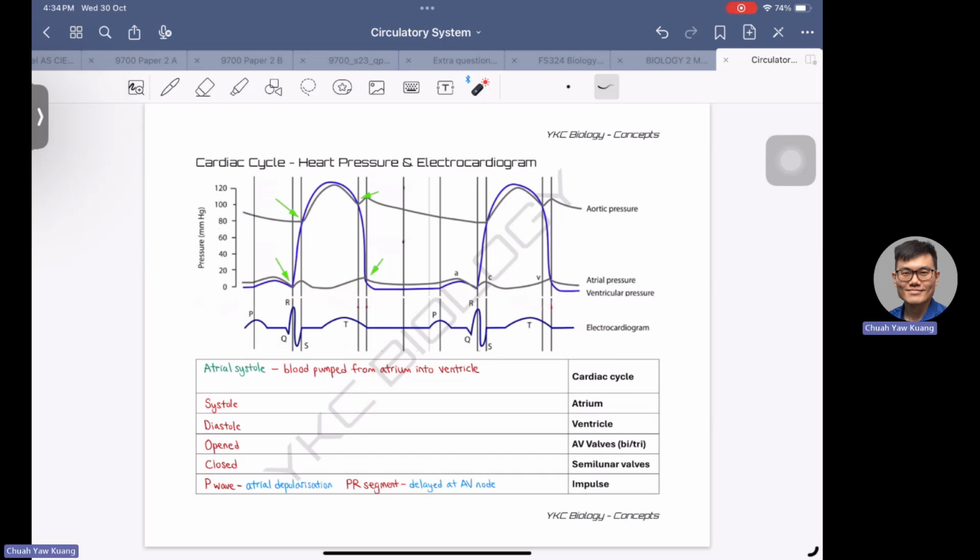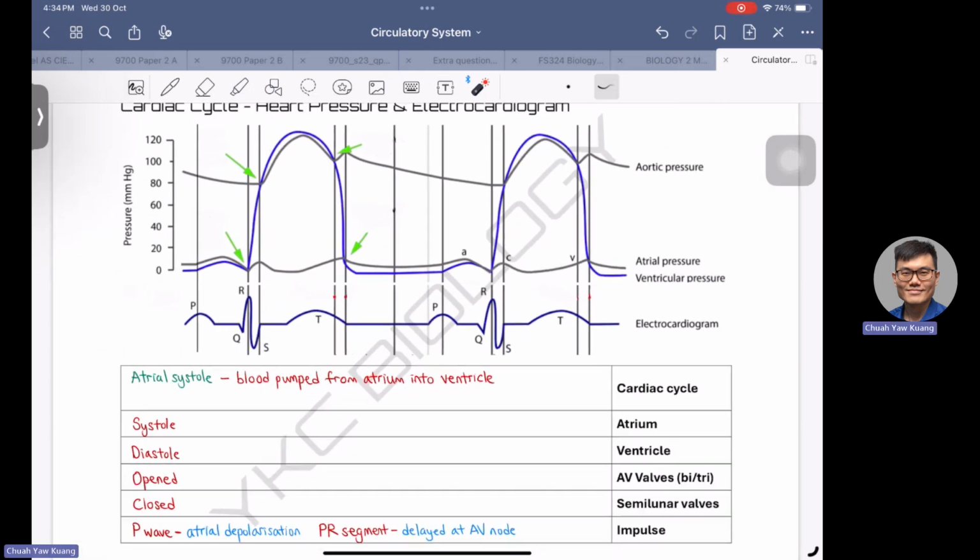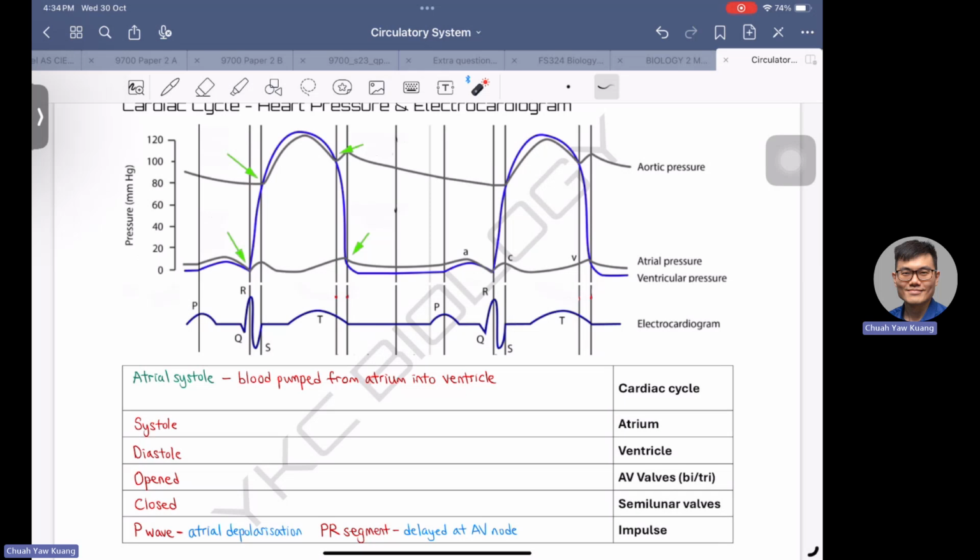So now let's start with the first phase in the cardiac cycle, the atrial systole. Atrial systole occurs during this phase, as you can see that this is the first phase of the cardiac cycle, atrial systole. So during the atrial systole, the blood will be pumped from the atrium into the ventricle.